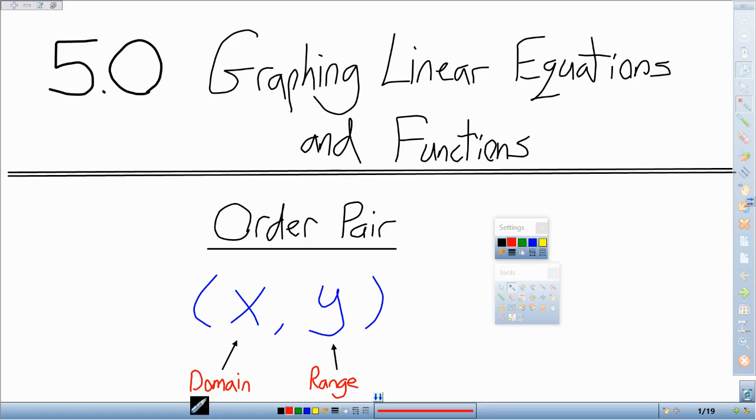And some words you might see every so often are domain and range. Okay, if we ever list the domain of a line, we're listing all of the x values. Same idea with the range, all the y values.